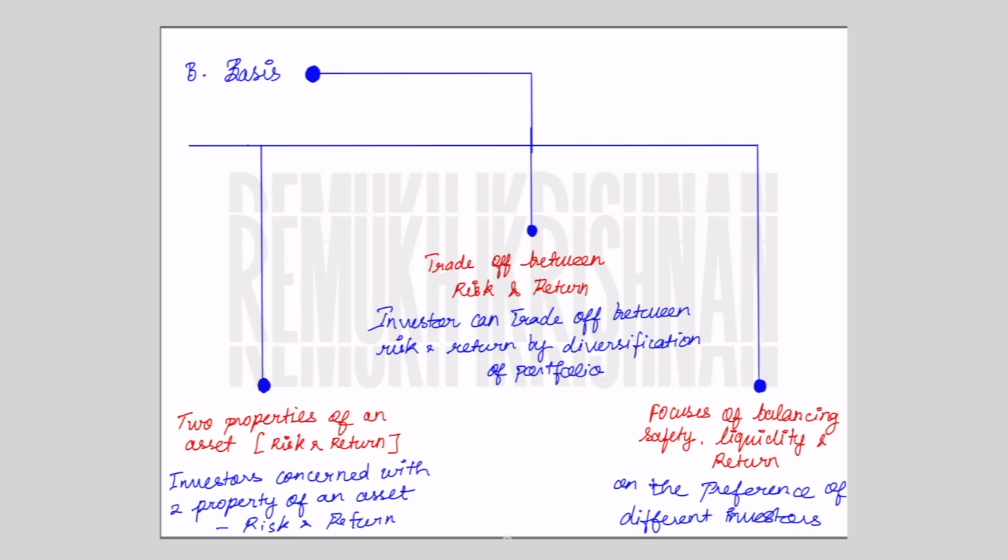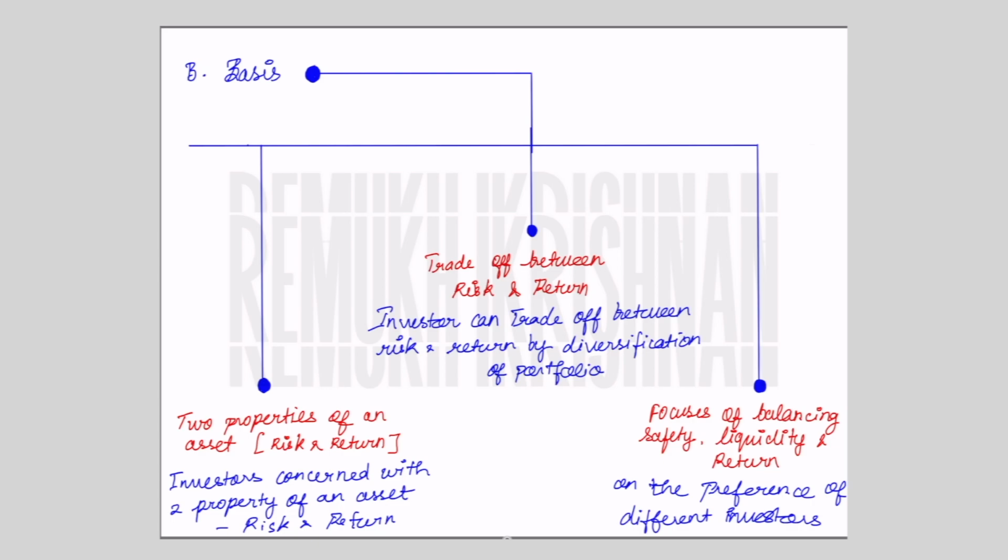First, there are two properties of an asset. If you take an asset, that asset will have two properties. One is risk and another one is return. No asset or stock comes without a risk. So investors, whenever they're going into a market, should be concerned about their risk also, because every time it is being advertised that this particular stock will yield you X percent of returns. But investors' decisions should always be based upon the return and also the risk.